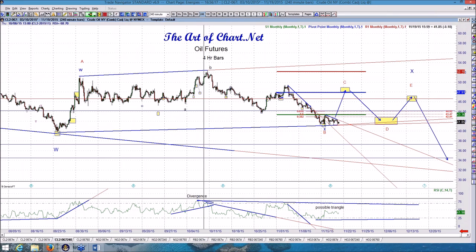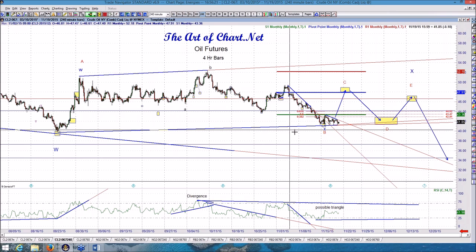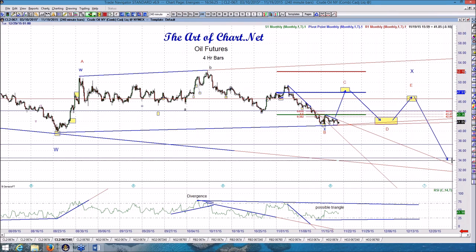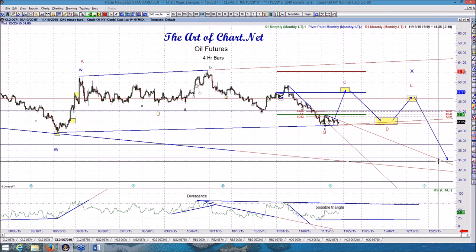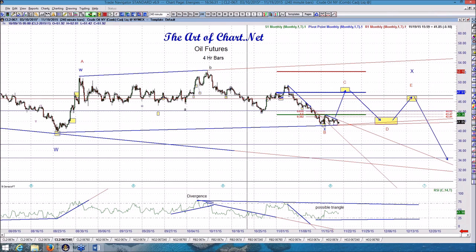Okay? I see RSI compressing here, okay? So we have an A, we have a B, we have a potential C, D, and E, and then lower prices. I'm not convinced that we're done going lower in oil, okay? We're at the 3 back. From here, we have an ABC lower to the X.